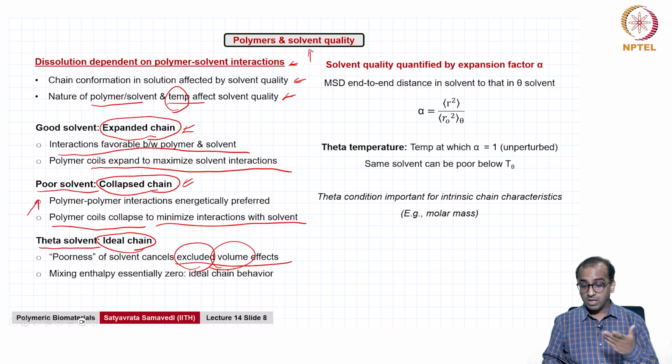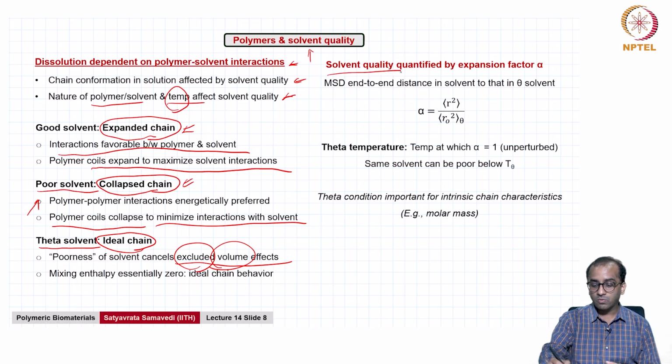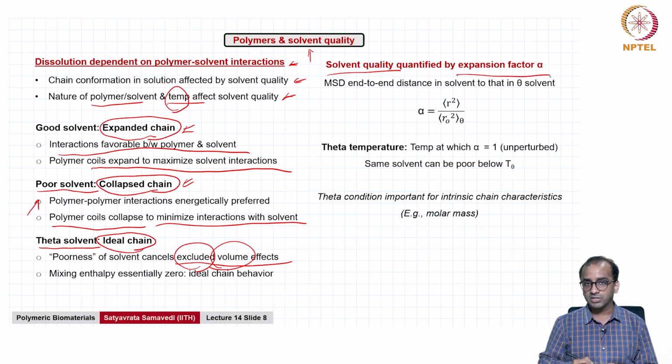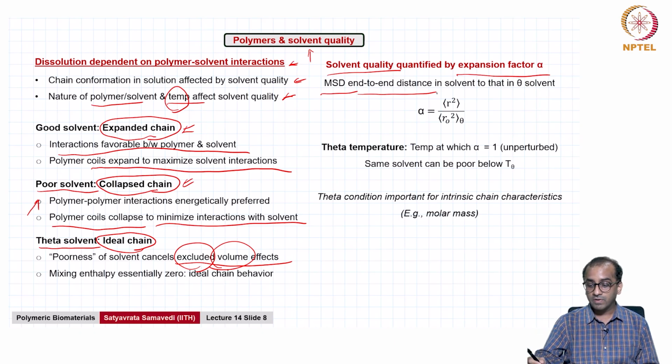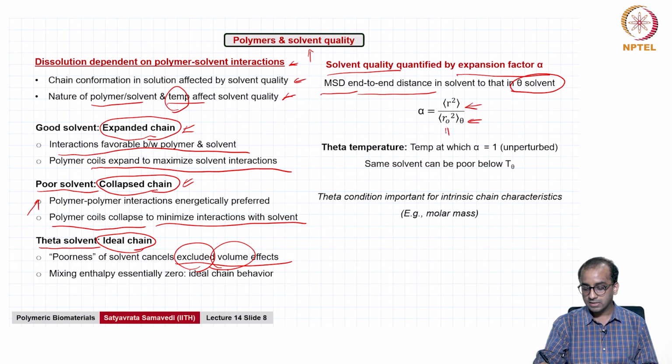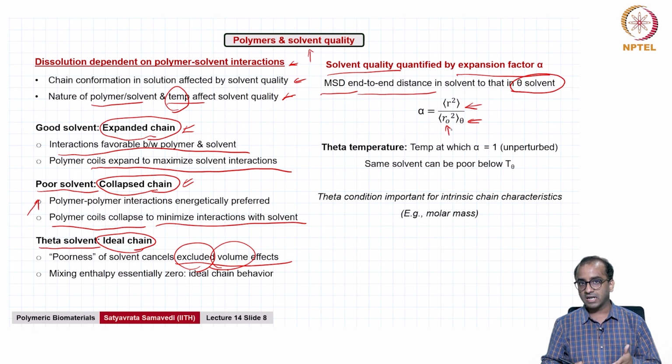Now, you can quantify solvent quality different ways. One way to do this is to look at something called an expansion factor alpha, which is the mean square end-to-end distance in that solvent to that in the theta solvent. This 0 simply indicates that it is the ideal or the theta solvent here. Sometimes you will see that subscript in textbooks, and you should remember that that is the ideal case.